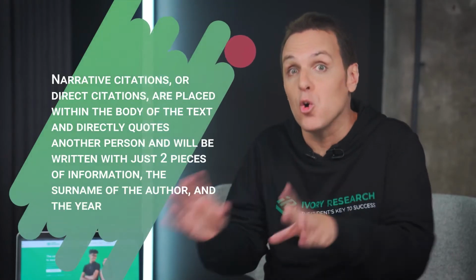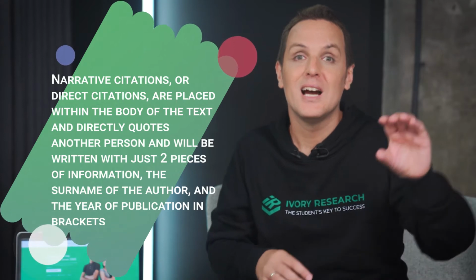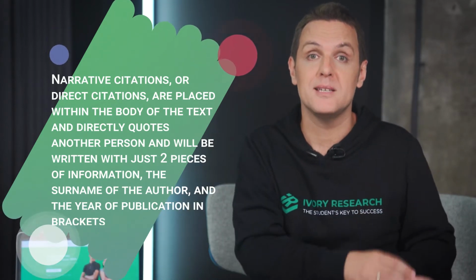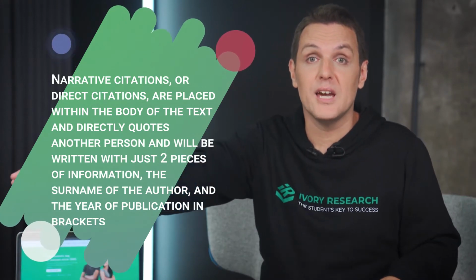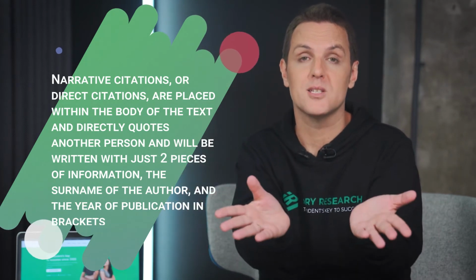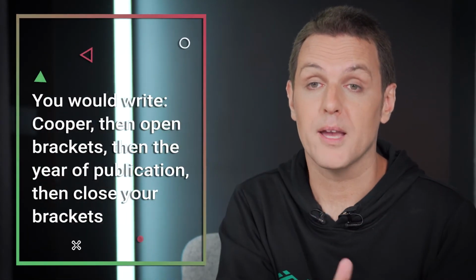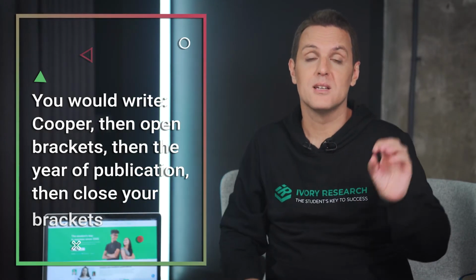Narrative citations or direct citations are placed within the body of the text and directly quote another person, and will be written with just two pieces of information: the surname of the author and the year of publication in brackets, like this. You could write Cooper, then open brackets, then the year of publication, then close your brackets. This is super simple, like this.